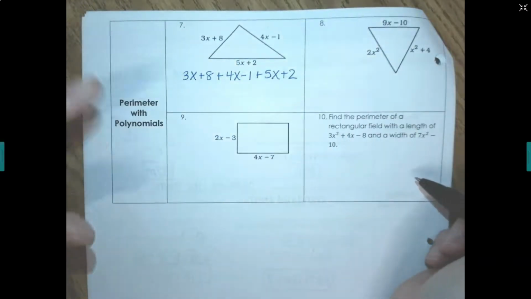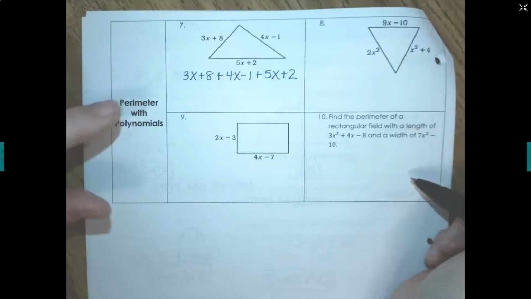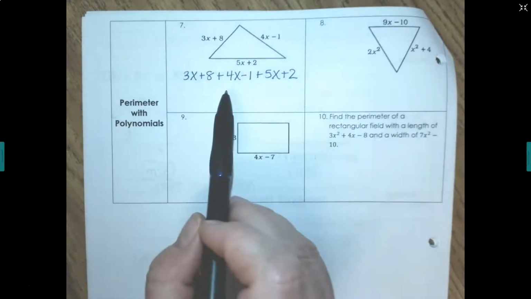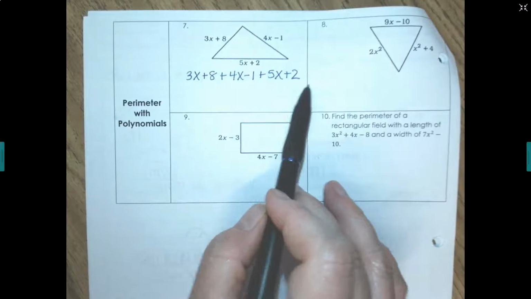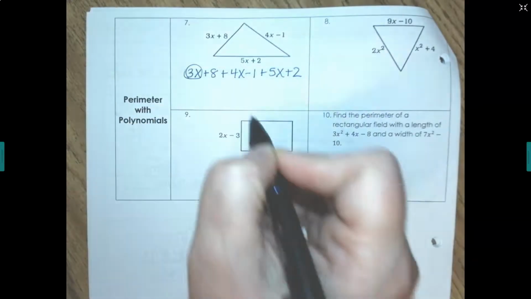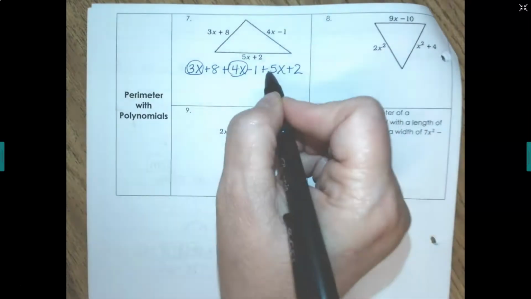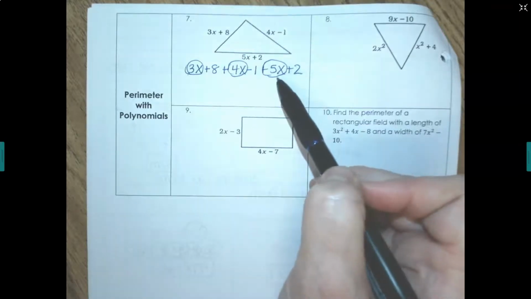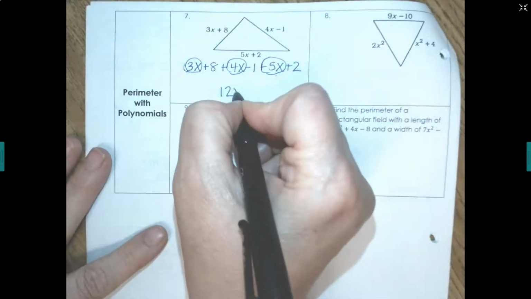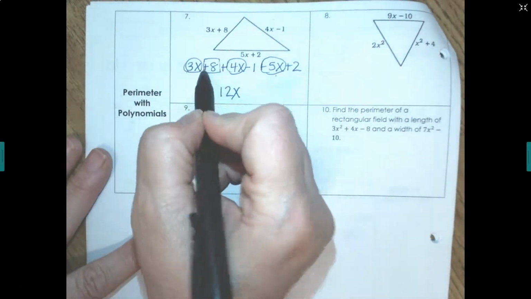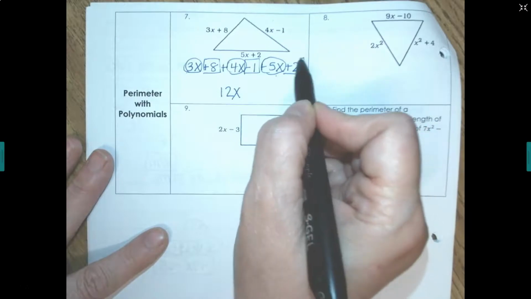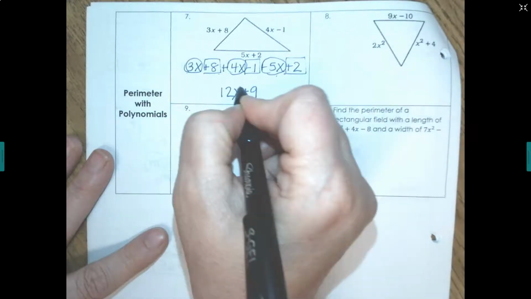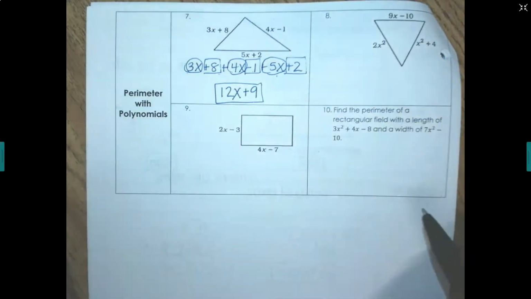Now, because we're adding, I wasn't worried about parentheses, and when we start subtracting, we'll talk about how we have to be careful, okay? But we're adding, so we can just write down exactly like they are and combine like terms. So I've got 3x plus 4x plus 5x. So 3x plus 4x is 7x, plus 5x is 12x. And then I have positive 8, negative 1, positive 2. 8 minus 1 is 7, plus 2 is 9. So the perimeter of this triangle is 12x plus 9.